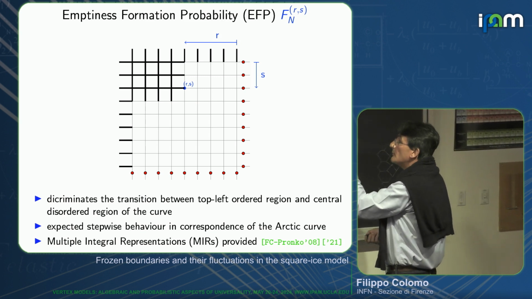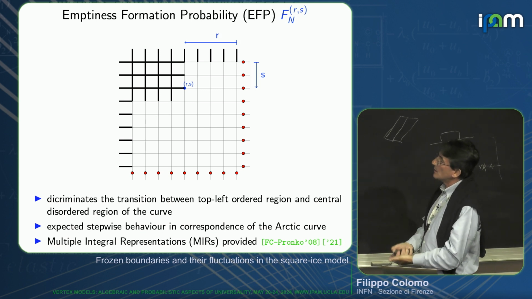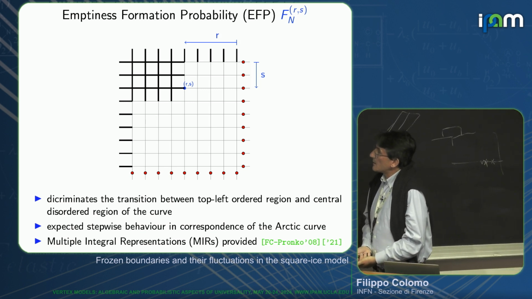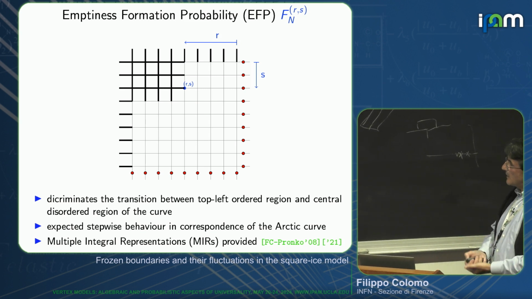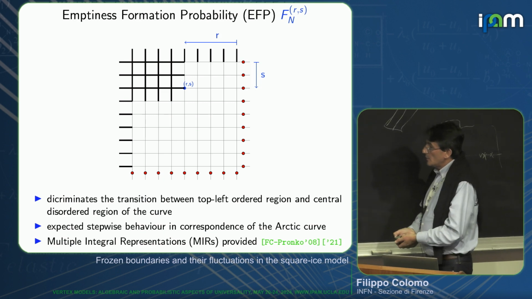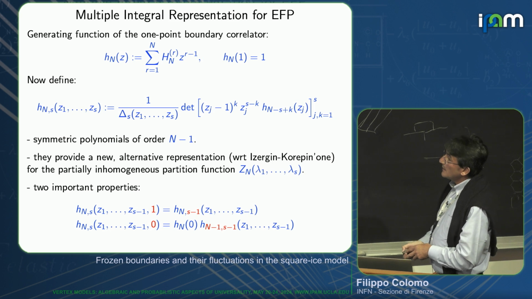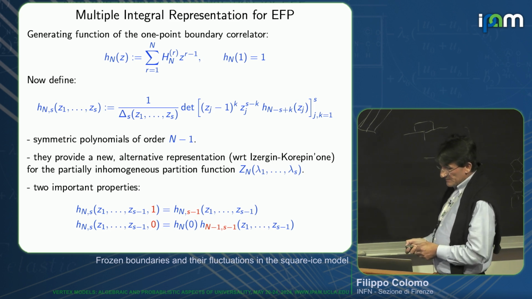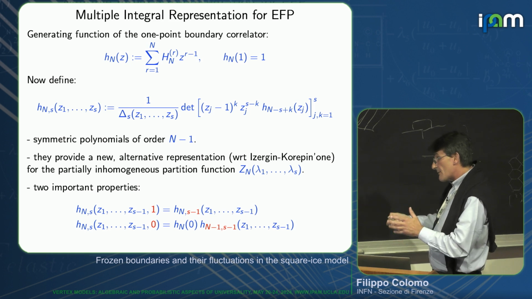How it was done? Well, you need to compute this quantity. You can compute it using methods from integrable models, quantum inverse scattering, algebraic Bethe Ansatz, etc. And what you end up with is some multiple integral representation, MIR, which was provided quite some time ago indeed. And I will now introduce this MIR, which will be the main object of the talk, which is quite complicated.